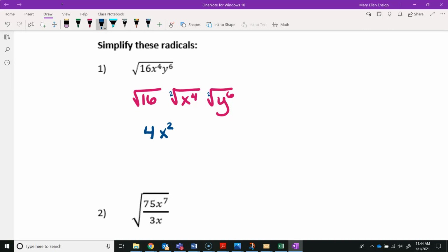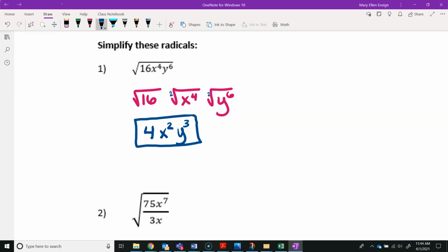So there's x squared. Can I take 6 and divide it by 2? I can. It's 3. So my answer then is 4x squared y to the 3rd. I cannot combine the x and the y. We know that from before.